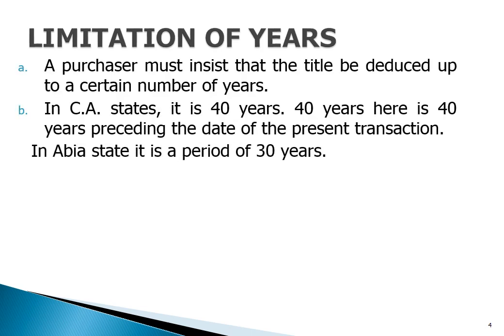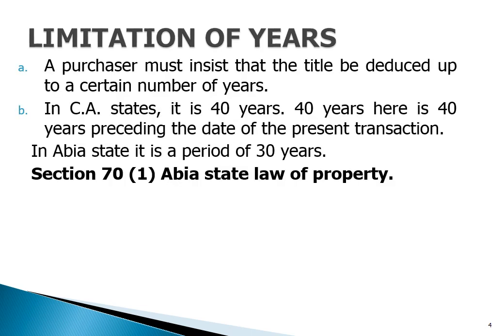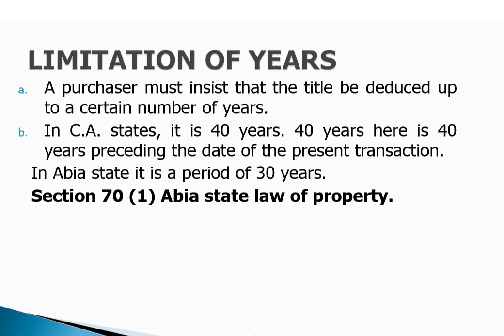Limitation of years. A purchaser must insist that the title be deduced up to a certain number of years. B. In CST, it is 40 years. 40 years here is 40 years preceding the date of the present transaction. In Abia State, it is a period of 30 years. Section 70 sub 1 Abia State Law of Property.